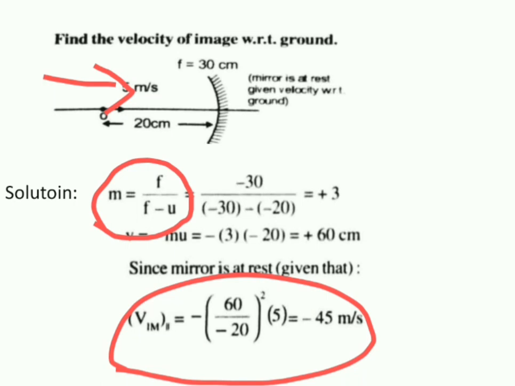Since the mirror is not moving, the speed of the mirror is 0. It's minus v square by u square into 5. Already you have got this value as plus 3. So your answer is minus of 3 square into 5, which is minus 45. Minus indicates the image is moving in the negative direction. See, if the object is moving towards the mirror, what is the direction in which the image is moving? Away from the mirror.